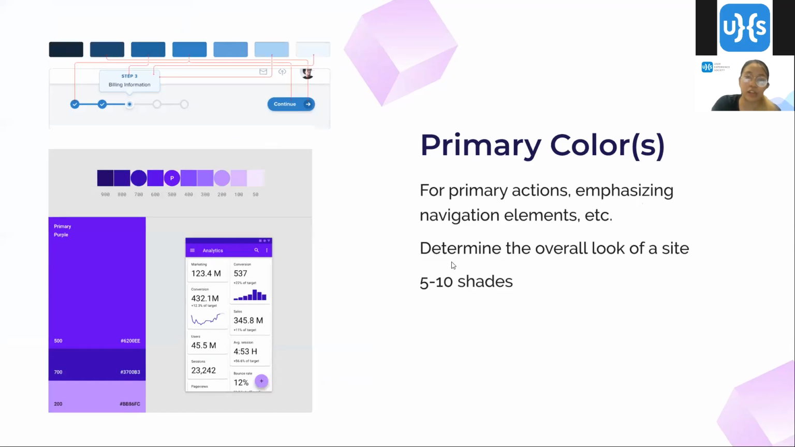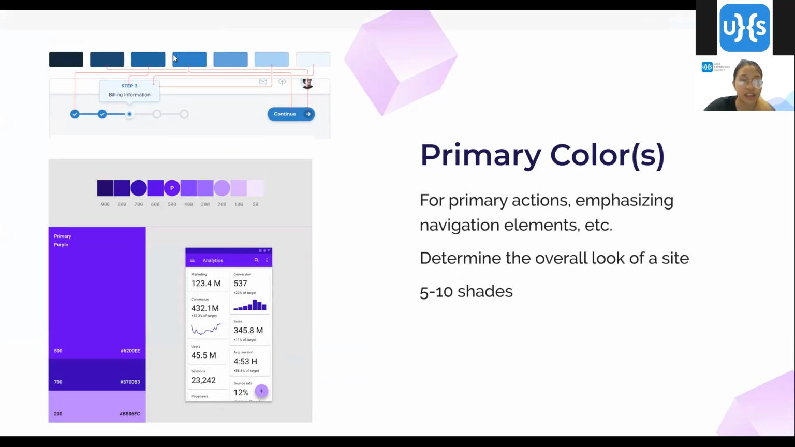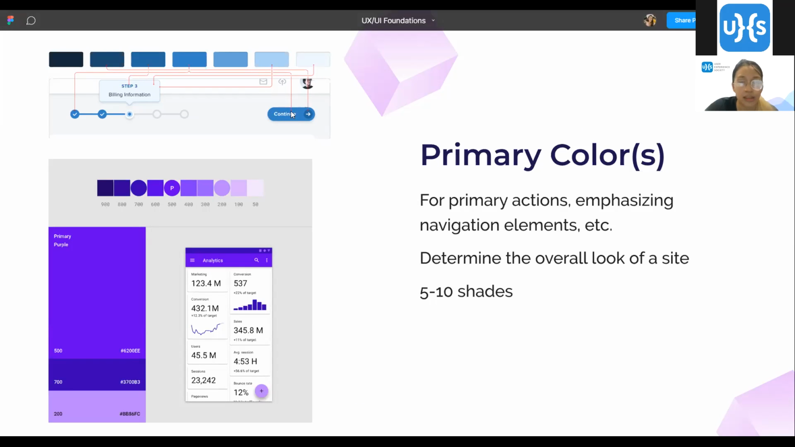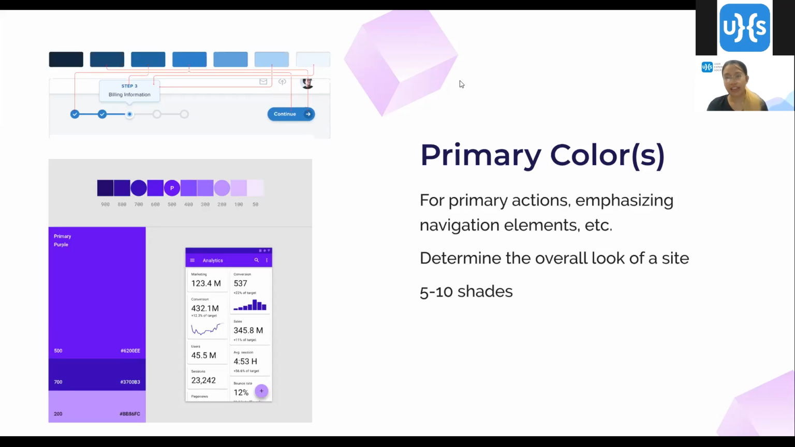The next part of your color palette is the primary colors. These make up your navigation elements, your primary actions, and so on. Like you can see here, these main buttons, like continue. And these are also the brand color of your site. It's why Facebook is seen as blue, even though it's mostly made up of gray colors, because of how primary the color blue is there. And also, you need a lot of shades. You need at least 5 to 10.